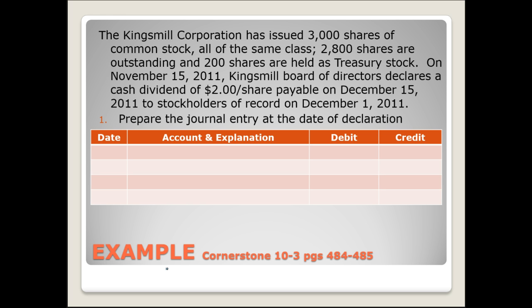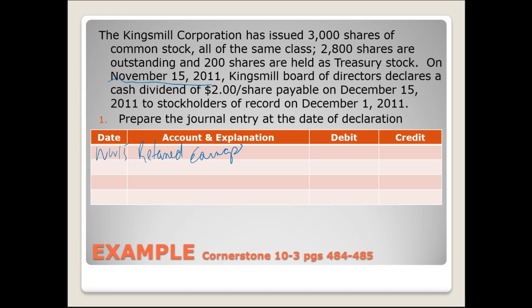So first, let's prepare the journal entry at the date of declaration. What is the date of declaration? Well, it's the date that Kingsmill announces the dividend, and that date is November 15th. So we would put November 15 over here in our date area. Now, what are the account entries? Well, the moment they declare that dividend, they now need to reduce retained earnings. So you are going to make a debit entry to retained earnings for the full amount of the dividend.